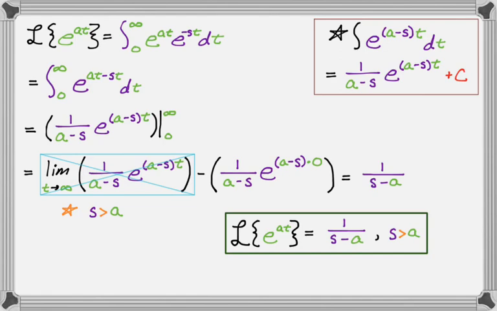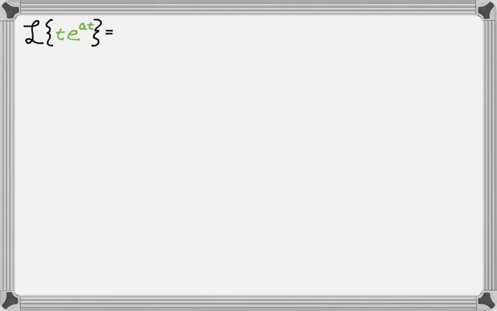Alright, so that's it. Let's try to do the next one. So the next one is a little more complicated. We want the transform of te to the at. And we're just going to set it up by definition and kind of go through it. So it's the integral from 0 to infinity, it's f of t, e to the negative st, and then dt.